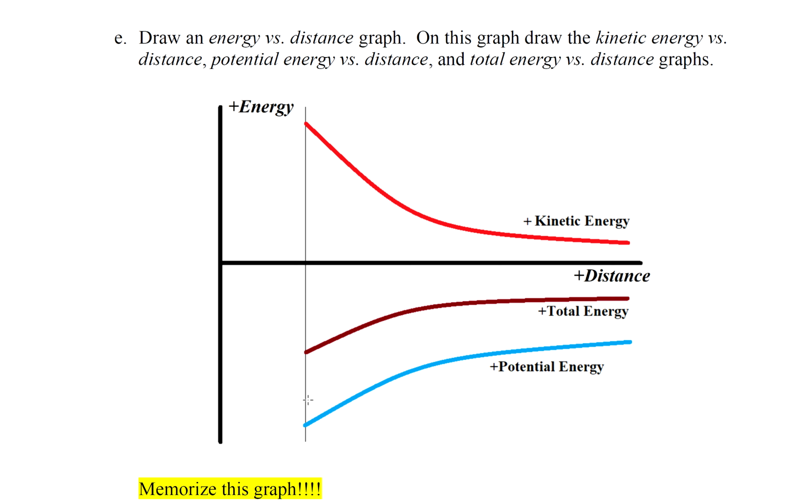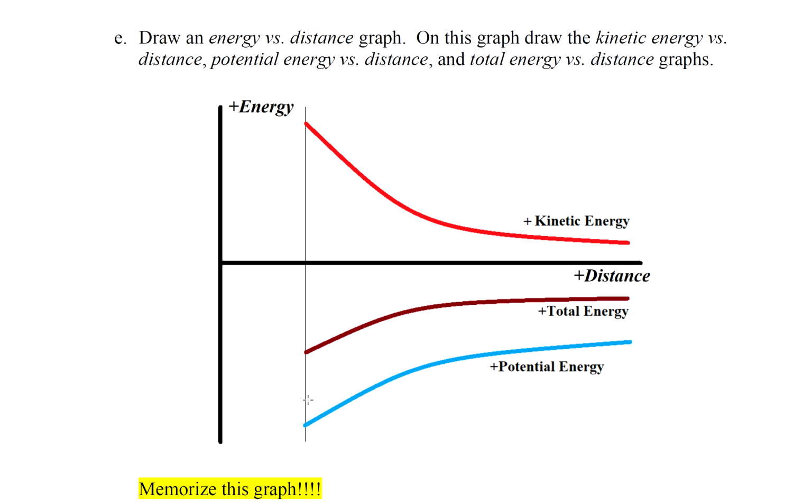Sorry, minus GMm over 2r. And the total energy is minus GMm over r. I apologize. Potential energy is minus GMm over r, and total energy is minus GMm over 2r.